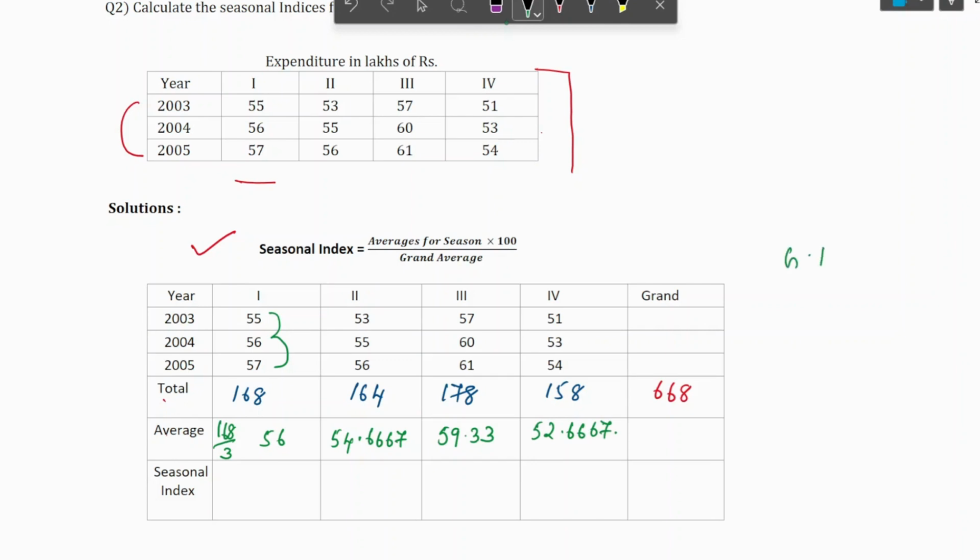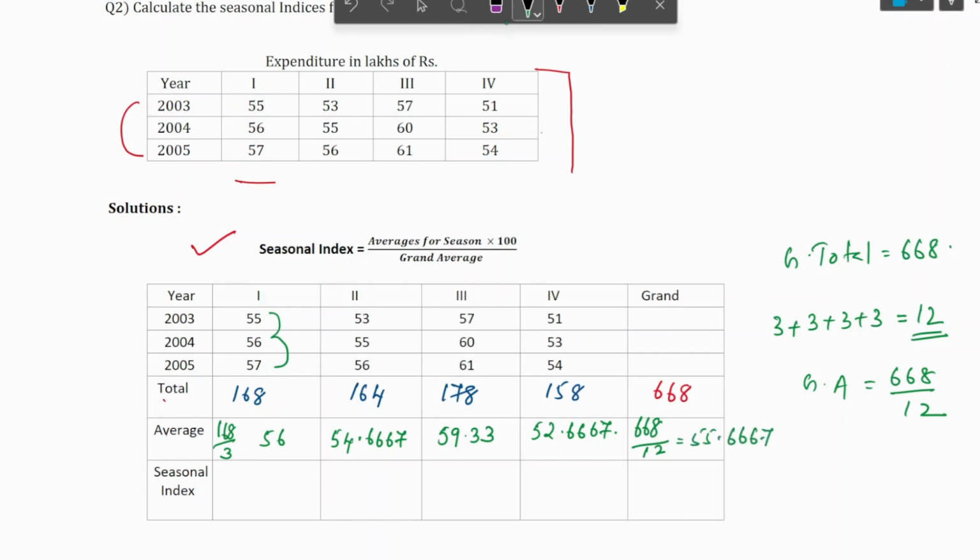After calculating this, you are going to calculate the grand average. What is your grand total? Grand total is 668. Total number of values, that means for all seasons, here 3 plus 3 values plus 3 values plus 3. All seasons have 3. 3 into 4. That is, here you are going to divide by 12. Therefore, your grand average equal to 668 divided by 12. So here 668 divided by 12, you are getting 55.6667. The second row also we have completed.